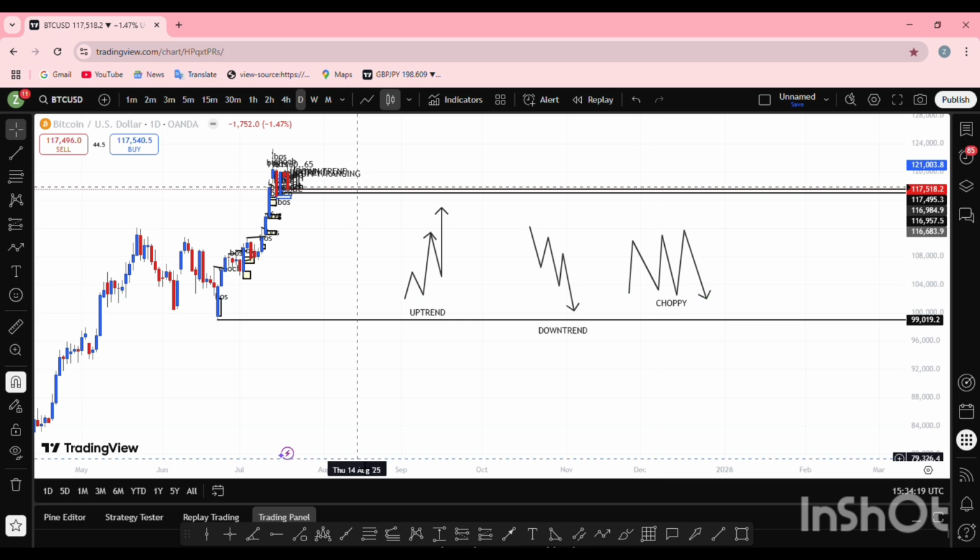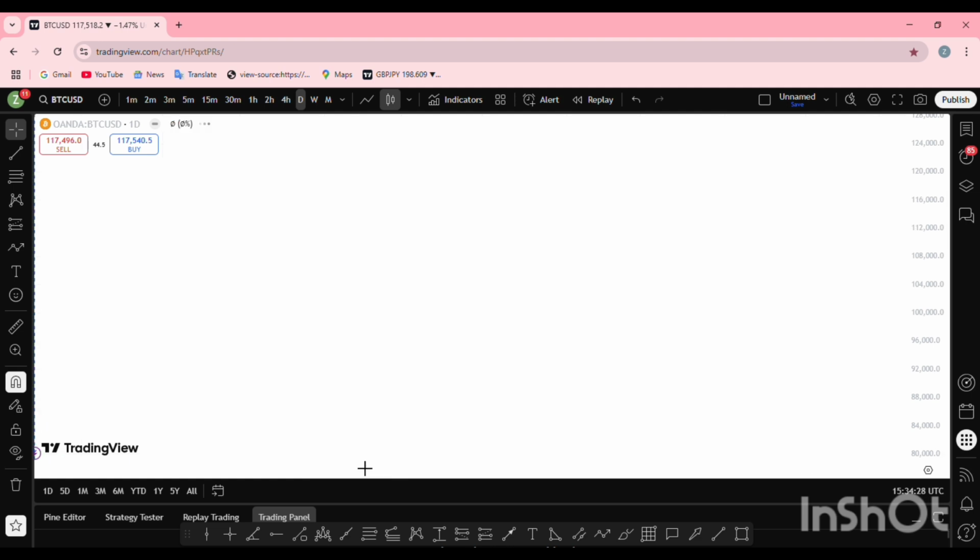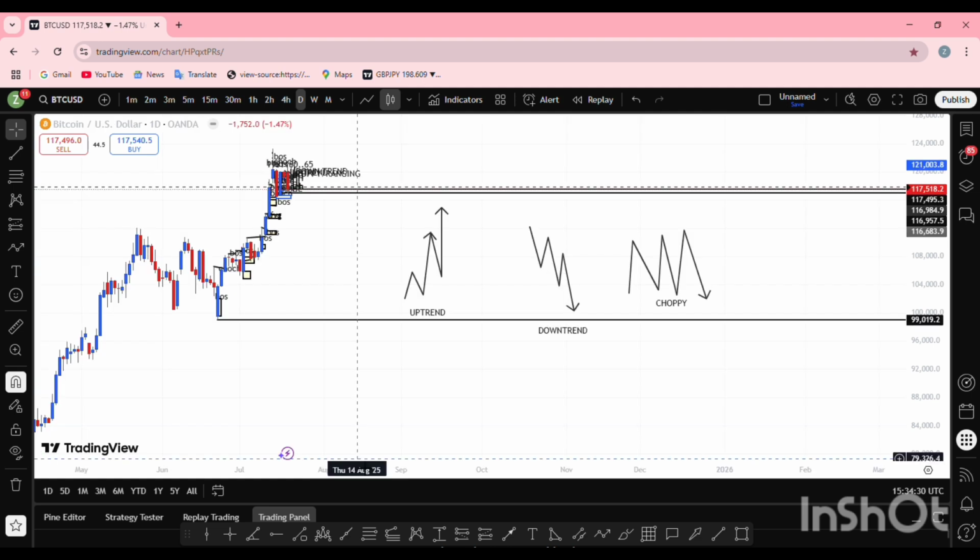Now that we have a clue of what an uptrend, a downtrend, and a ranging market is, let's go to the chart and I'll show you practically how it happens. As you can see, this is my chart. This is the market. And I don't know what type of trend you think this is. Leave a comment in the comment section. Let me know, by the way, which trend you think this one is. Is it an uptrend, downtrend, or a ranging market?